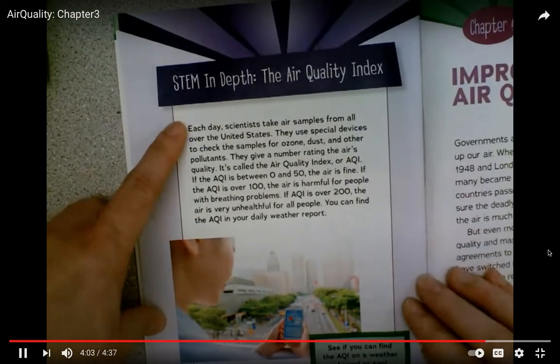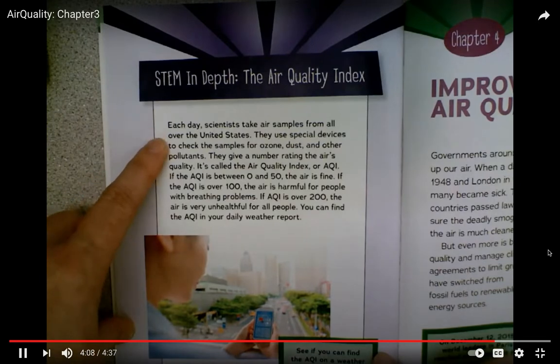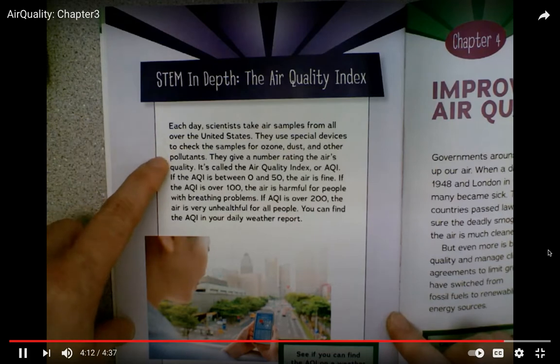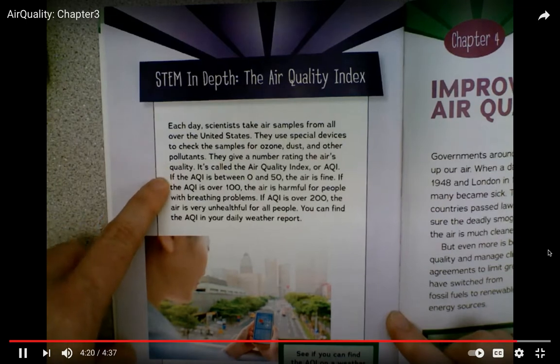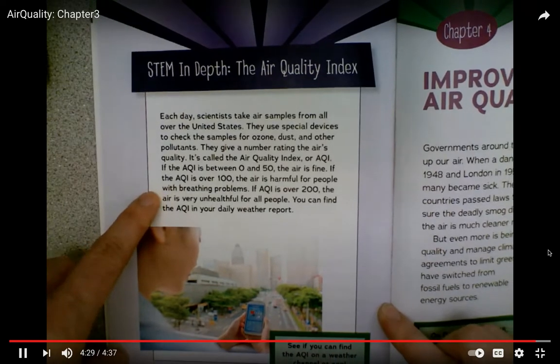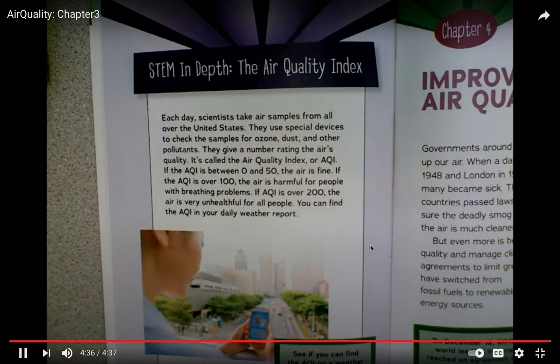So here, the air quality index. Each day, scientists take air samples from all over the United States. They use special devices to check the samples for ozone, dust, and other pollutants. They give a number rating the air's quality. It's called the Air Quality Index, or the AQI. If the AQI is between 0 and 50, the air is fine. If the AQI is over 100, the air is harmful for people with breathing problems. And if the AQI is over 200, the air is very unhealthy for all people. You can find the AQI in your daily weather report.